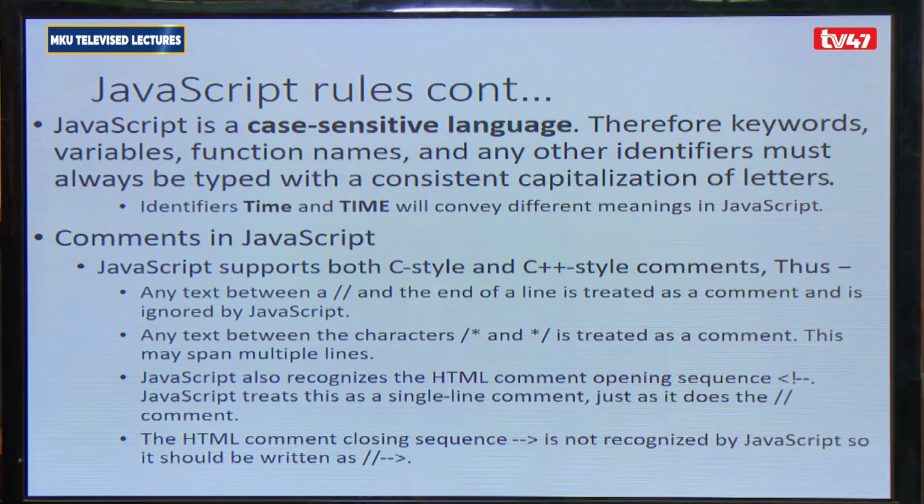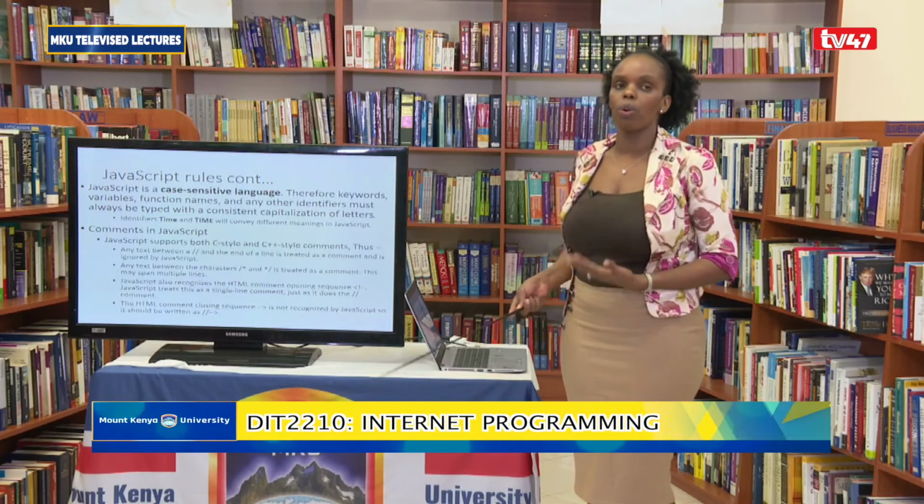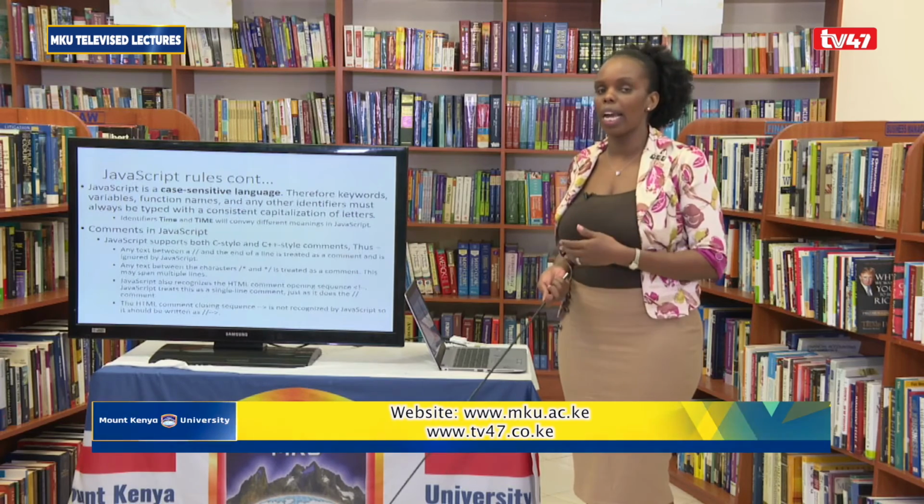Now, the other rule is about comments in JavaScript. You know that comments are very important in any programming language, as they provide information that may not be found immediately in your code. It helps any person reading through your code to know what each of the statements in the code is doing. In this case, JavaScript supports both the C and C++ style of commenting. As we do this unit, it's assumed that you have already done C and C++. That's why we keep comparing or referring JavaScript to the other two.